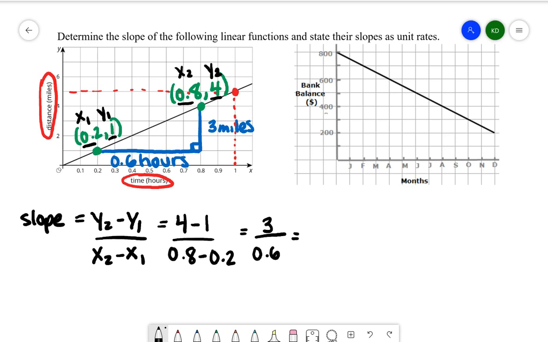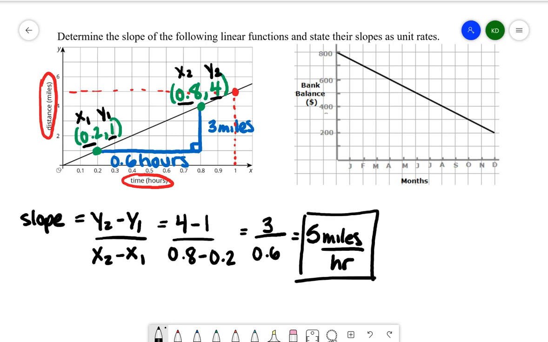Let's try plugging that into our calculators. This is exactly what we just did before. And again, we're going to get 5. So we're going to have 5 miles per 1 hour. And we can get that answer using both slope formulas. Let's look at the other graph now.